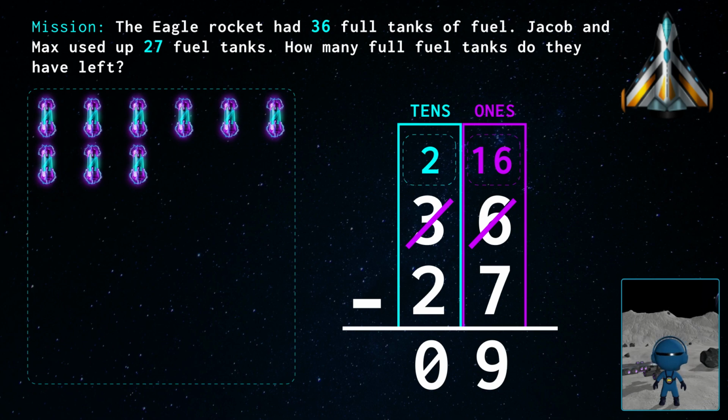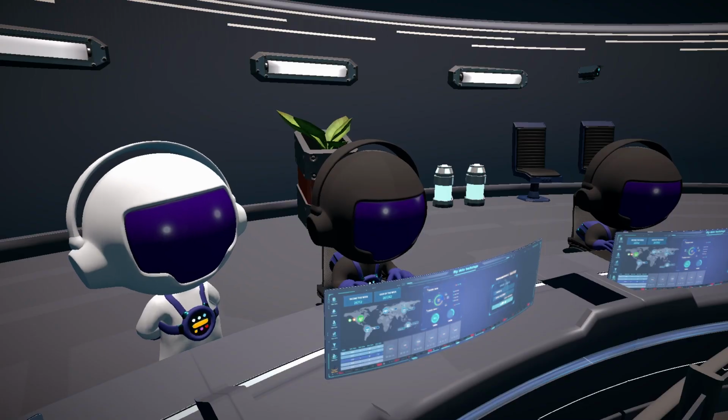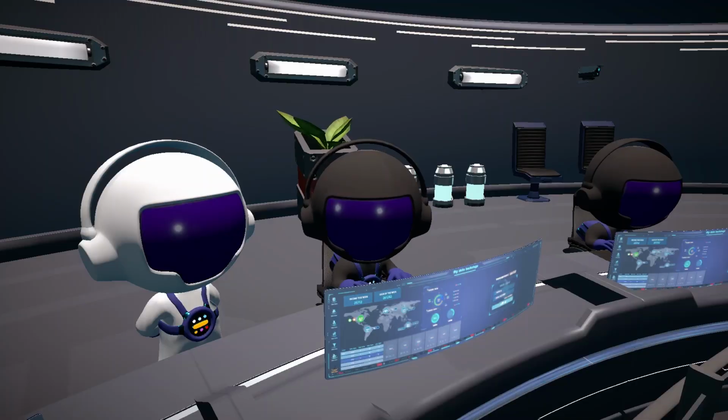Mission Control is not going to be happy about this. We only have 9 tanks. Yup, 9. Mission Control, do you copy? This is Mission Control. What's your status? We don't have enough fuel to get back. Can you send help? Sounds like they were riding the hoverboard again. Yes they were.